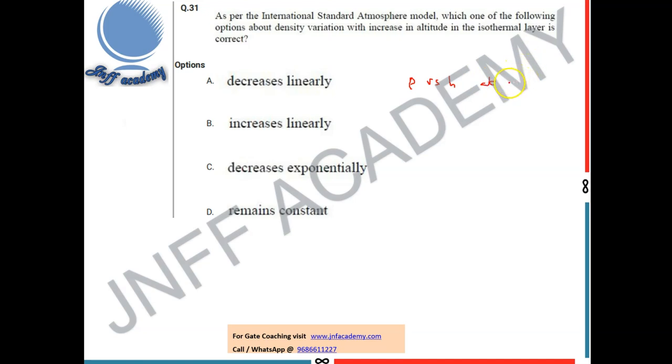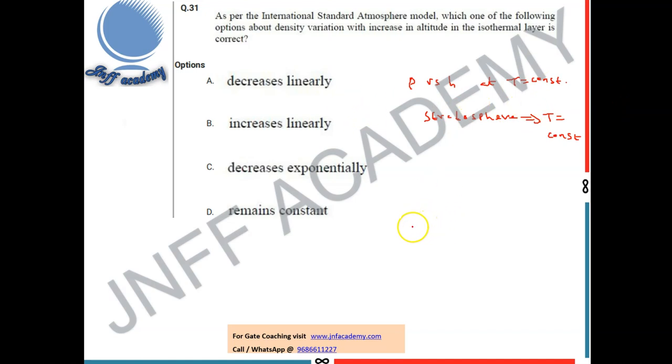So density versus altitude h in the isothermal region. What is an isothermal region? No temperature change. Temperature is equal to constant, right? We have multiple regions or layers in the atmosphere, like troposphere, stratosphere, mesosphere, exosphere, ionosphere. In that, the region where temperature is constant, which is an isothermal region, is nothing but the stratosphere. Stratosphere implies temperature is equal to constant, which is an isothermal region. Now they asked in the stratosphere region how the density is varying with respect to altitude.